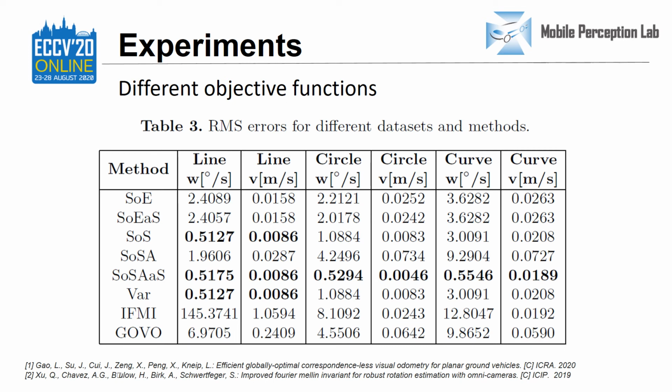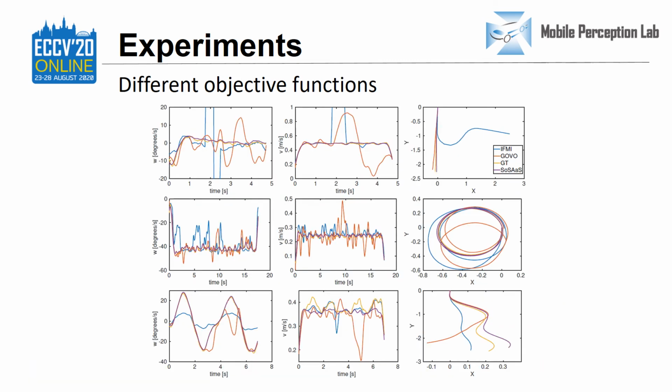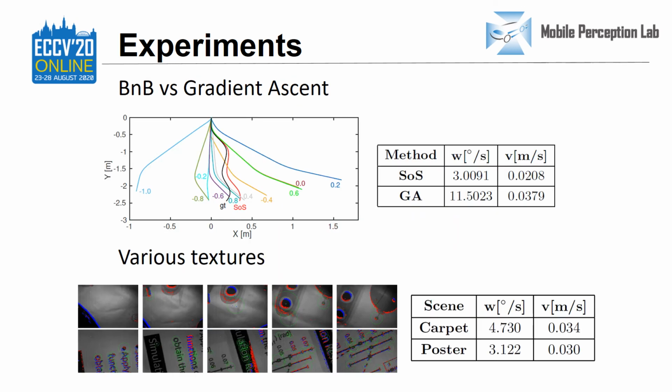The objective function SOS-AAS works best, which stands for the combination of 2 objective functions, sum of suppressed accumulations and sum of square. We also include 2 traditional camera-based relative pose estimation algorithms, IFMI and GOVO, into comparison. In this figure, we see the estimated motion parameters and trajectories with our method and the 2 conventional camera-based alternatives. Our method performs best.